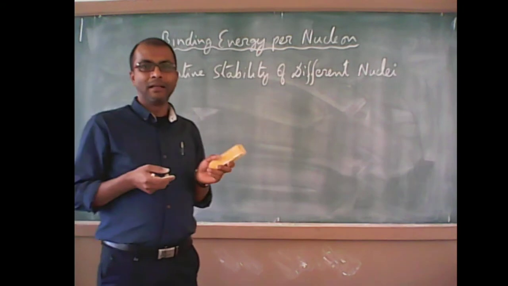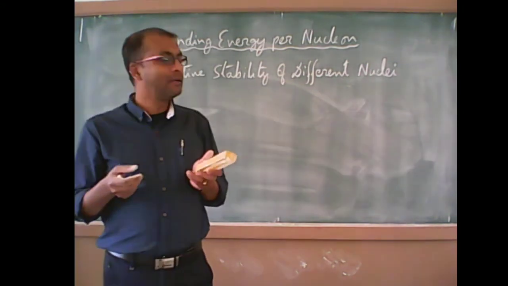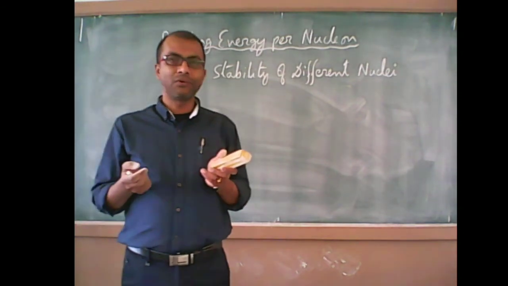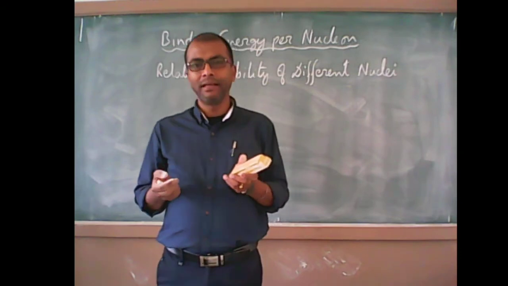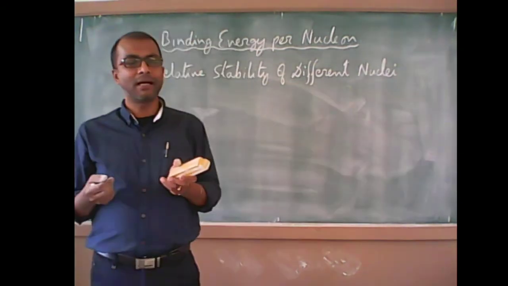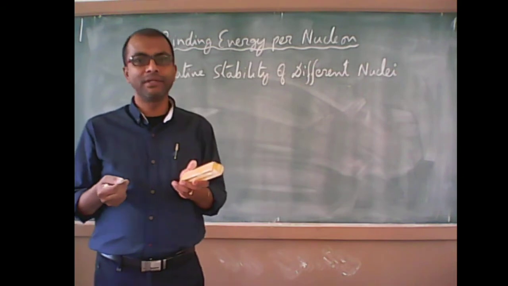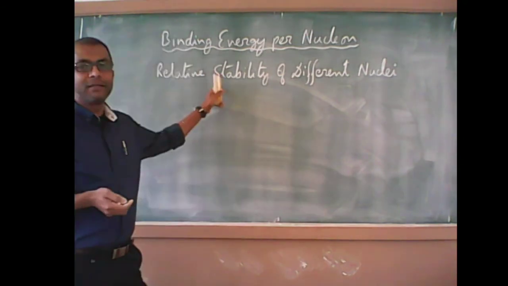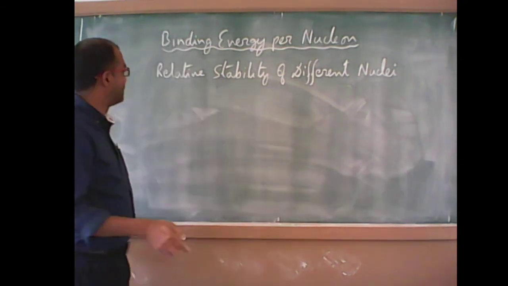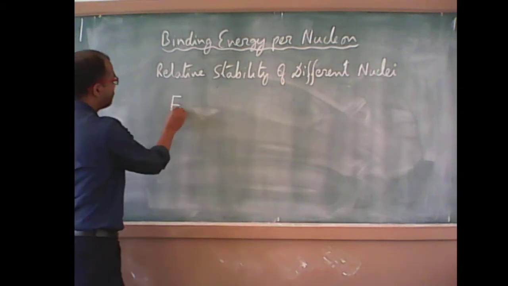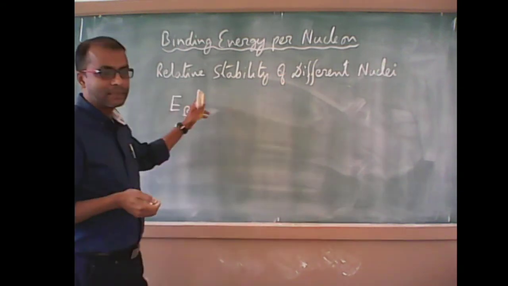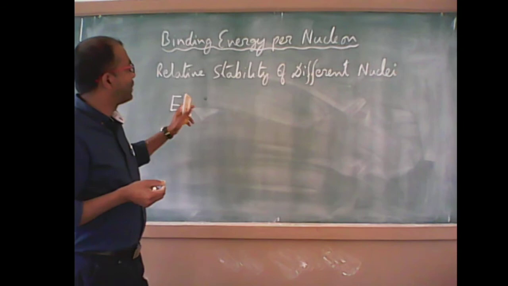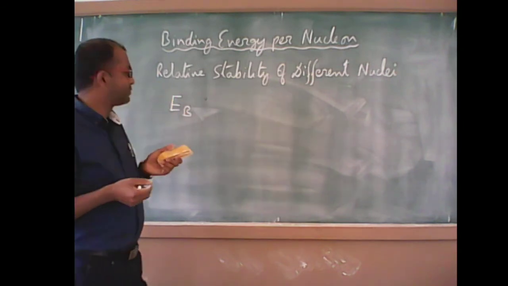But does it mean that those heavier nuclei are more stable than lighter nuclei? Rather, it's contrary to that. We know that a uranium nucleus is comparatively much more unstable compared to a helium nucleus, which is one of the most stable nuclei. So how can we compare the relative stability of different nuclei? Just comparing the values of the total binding energy EB does not give me a true picture. So what we need to do is compare the binding energy per nucleon of the nucleus.